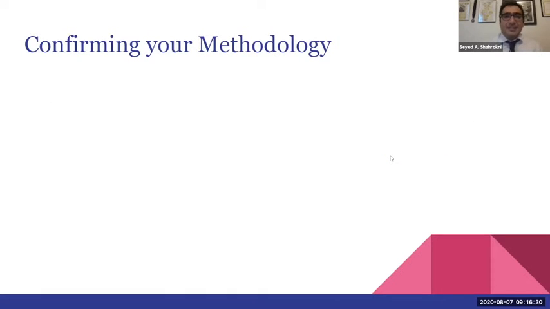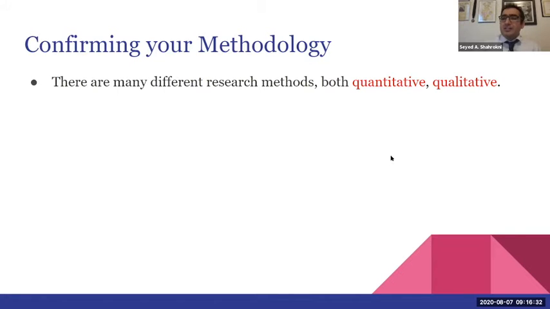And finally, confirm your methodology. Decide on what you want to do. So when you read about what others have done, and when you think about your current situation, your topics, your questions, then you could find a way to actually do this study that you want to do. Maybe through a quantitative methodology or a qualitative methodology. So there are many different research methods that you could employ. You can even mix them and have a mixed methods study.